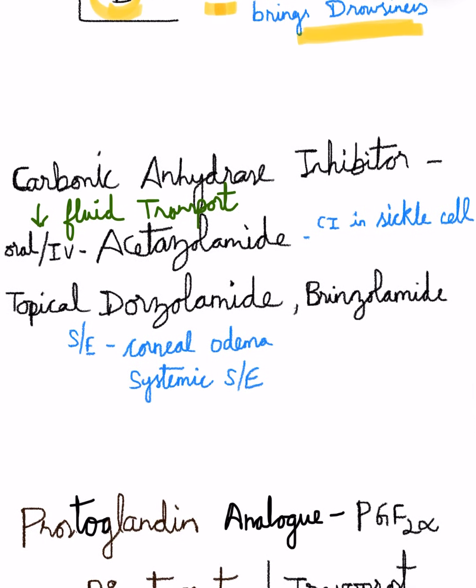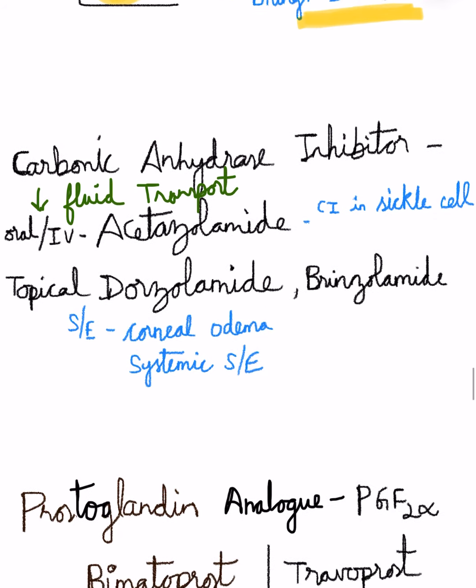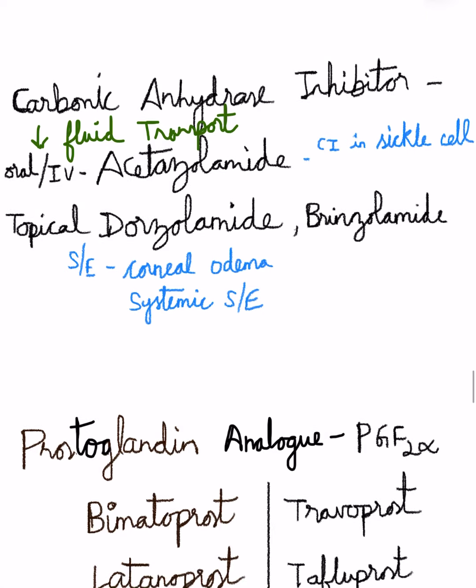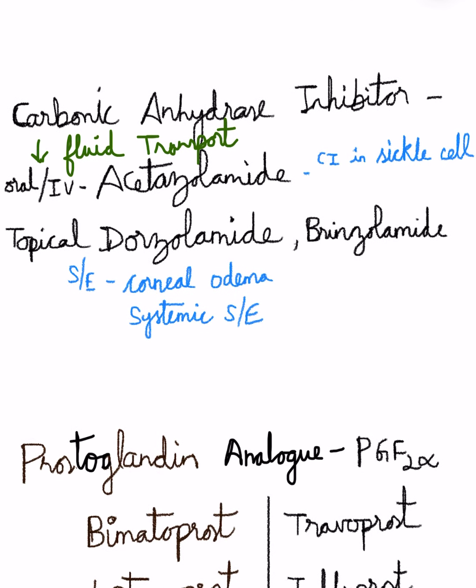carbonic anhydrase inhibitors. The carbonic anhydrase inhibitors decrease the production of aqueous humor by decreasing fluid transport. We have 3 drugs in this group, and they end with amide: acetazolamide, dorzolamide and brinzolamide. Acetazolamide is an oral or IV drug, but it is contraindicated in sickle cell anemia. Whereas dorzolamide and brinzolamide are used as topical eye drops, but they cause corneal edema and systemic side effects.